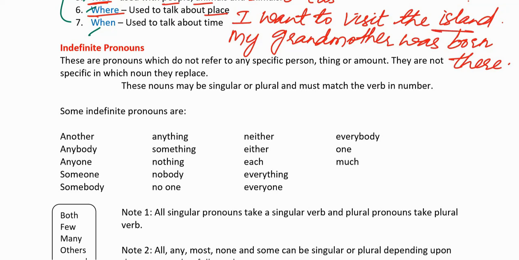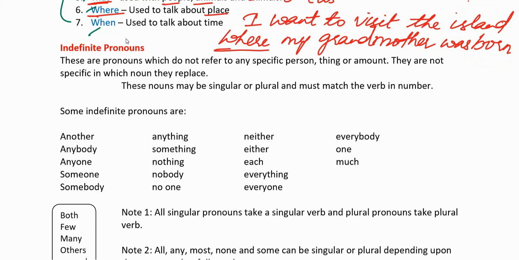Now instead of writing the two sentences, I want to visit the island, my grandmother was born there, we can link the two sentences and write it as one by using relative pronoun where. What we did here is I want to visit the island where my grandmother was born. You see, where here is talking about the island, and without any sort of repetition of the noun island, we have used relative pronoun where. I hope you have understood when to use where. Where is always used to talk about places.